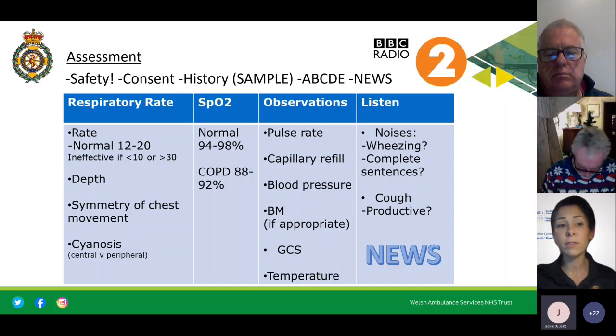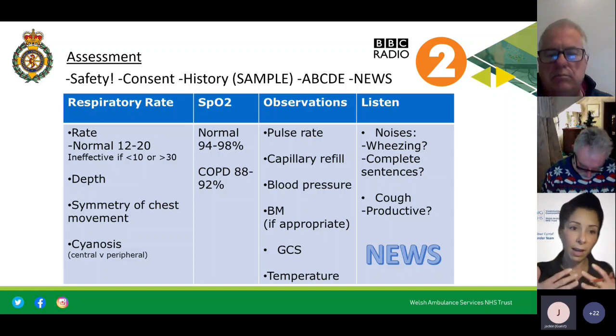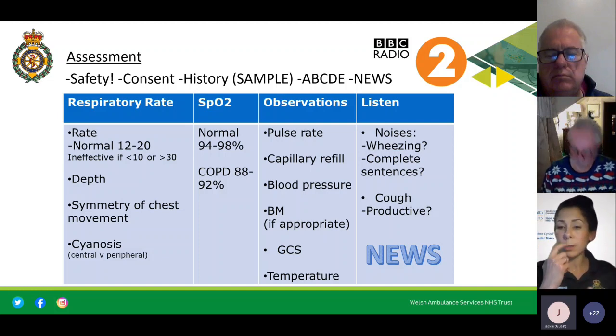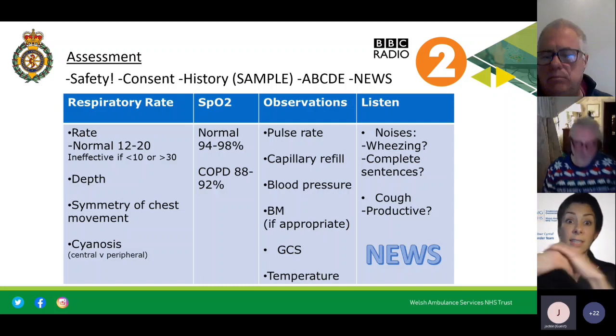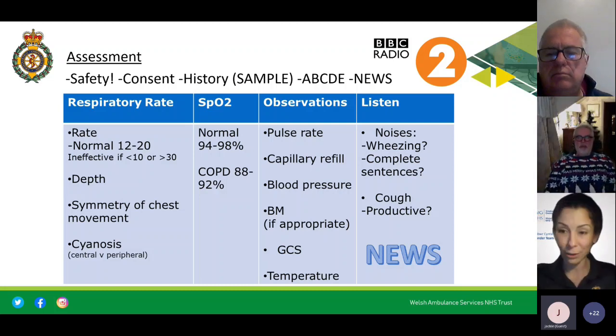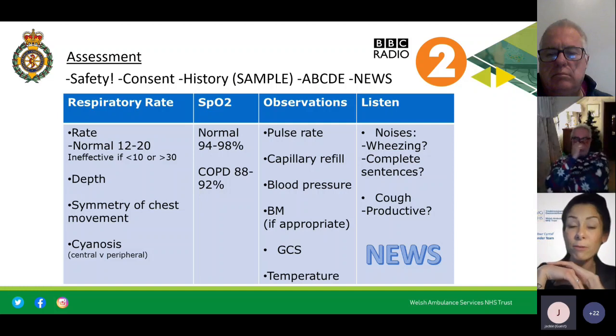The symmetry of the chest, the movement of the chest. So is that chest moving as it should be? Have you got different sides of the chest moving? Is there anything you're concerned about with that chest? So again, don't be afraid to say, I'm going to be looking at your chest, I'm going to be looking at your breathing. Obviously thinking about patient dignity and where we are.